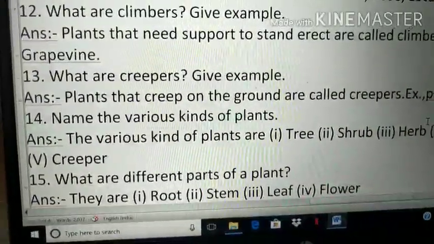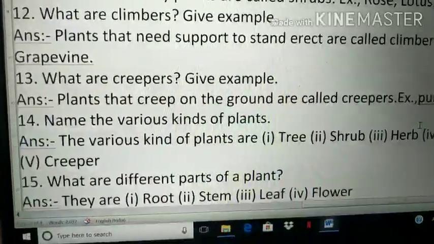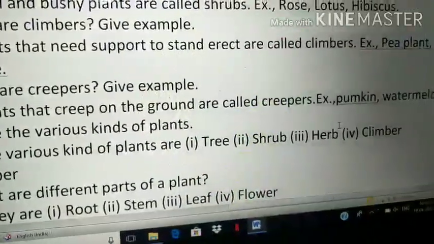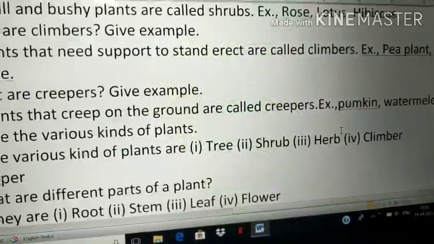What are creepers? Give example. Plants that creep on the ground are called creepers. Example, pumpkin, watermelon.